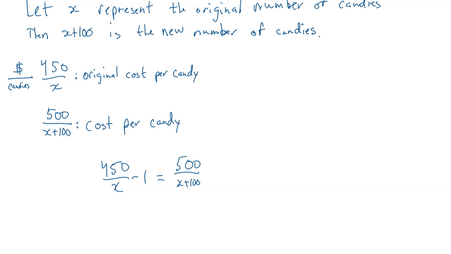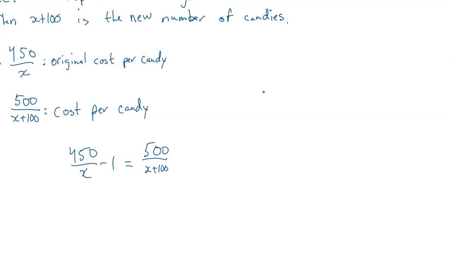What's the relationship between 10 and 9? 10 minus 1 is 9. 9 plus 1 is 10. 10 minus 9 is 1. There are 3 different ways you could write this, maybe even other ones. So I could have also done 450 over X equals 500 over X plus 100 plus 1. I mean, that's just moving the 1 over, right?